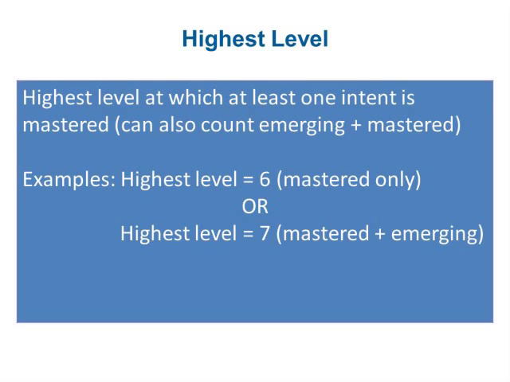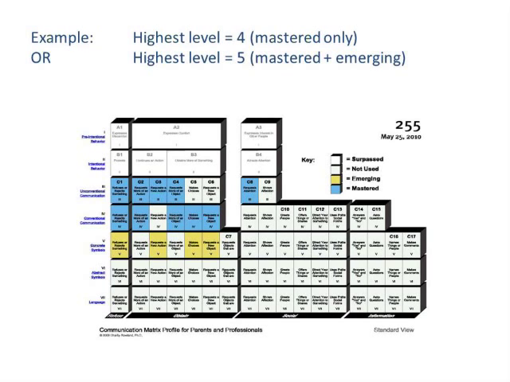You can also look at the highest level mastered, perhaps in combination with the primary level. Most individuals operate on several levels at the same time, using some behaviors at a higher level than the primary level. In this same example, we see that the highest level with any mastered cells is level 4. But if we count emerging behaviors also, the highest level would be level 5.